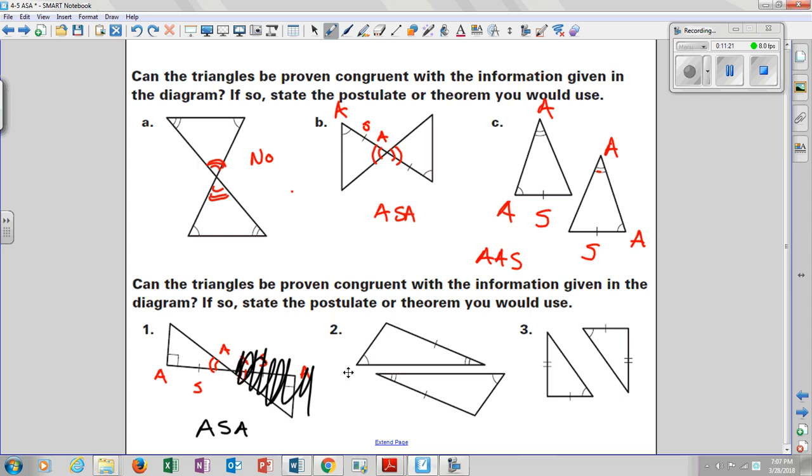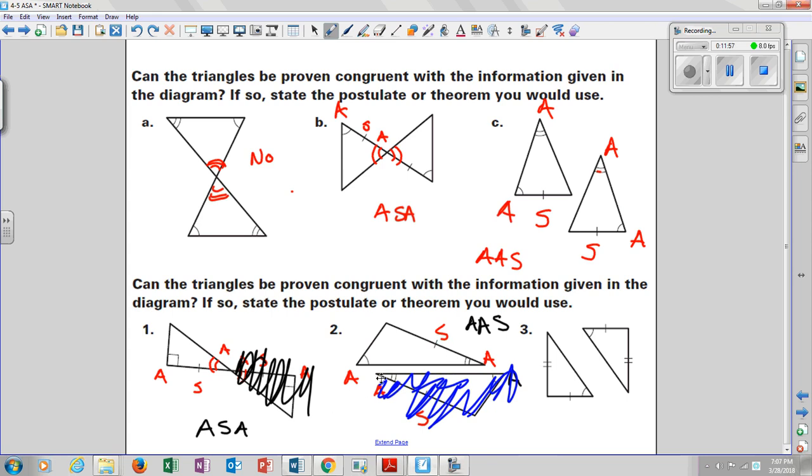Number 2, this angle is congruent to this one. This angle is congruent to this one. And then I have this side congruent to this one. Now if I forget about this triangle, and just look at this one, I have an angle, angle, side. So it's AAS.